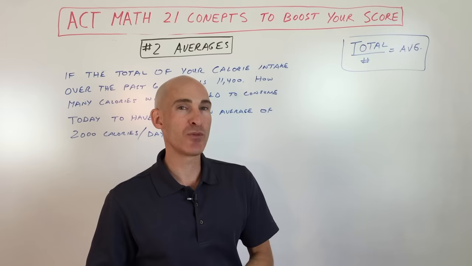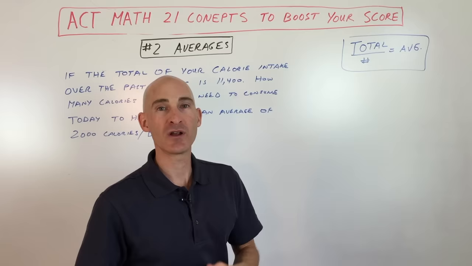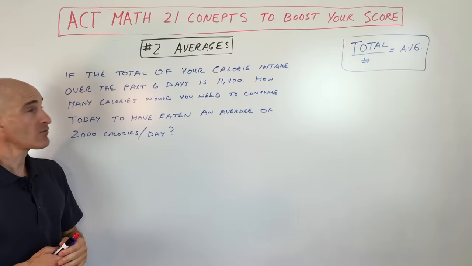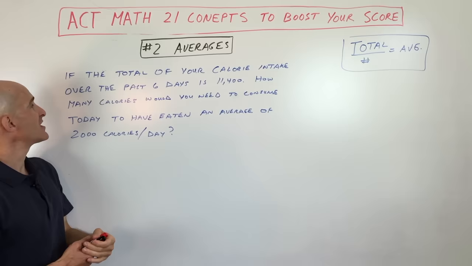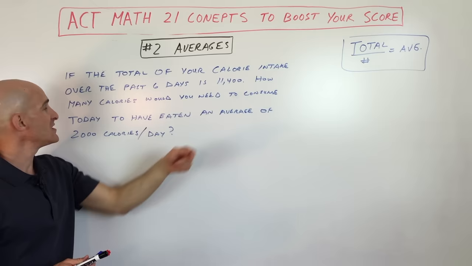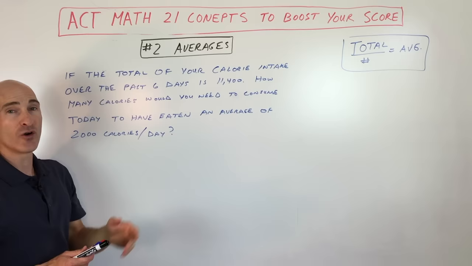It won't always just be straightforward with the total divided by the number, where you just have to divide. So I'll show you in this example what I mean, and you can try this on your own if you'd like. This one says, if the total of your calorie intake over the past 6 days is 11,400 calories, how many calories would you need to consume today to have eaten an average of 2,000 calories per day? Okay, so do you understand the question?